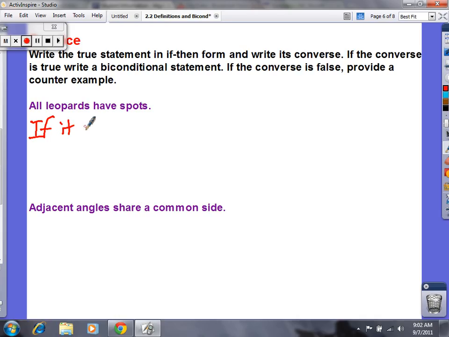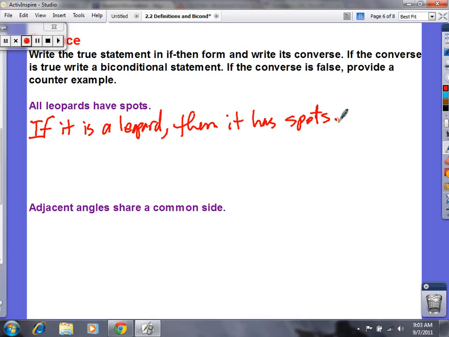Okay. If it is a leopard, then it has spots. Okay, there's our original statement right there. That's your conditional statement. If it is a leopard, then it has spots. Is that true? Yeah, let's say it's true. Okay, now the converse. What's the converse, Josh? If it has spots, then it is a leopard.